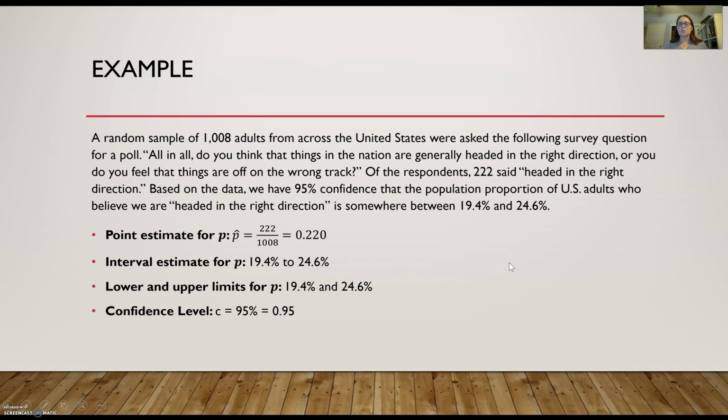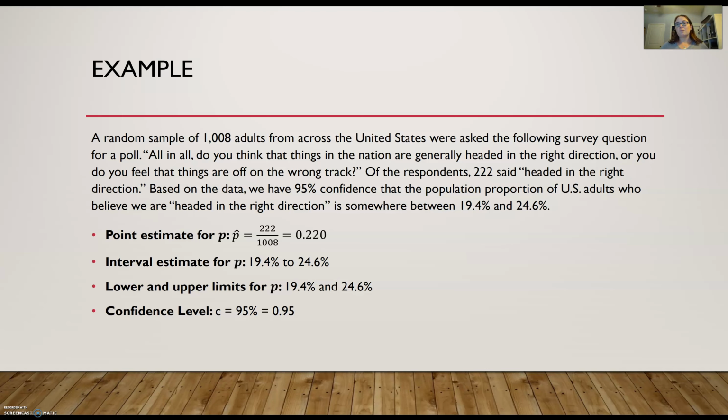So here's just an example. We're going to pull apart all the components of it. A random sample of 1,008 adults from across the United States were asked the following survey question for a poll: "All in all, do you think that things in the nation are generally headed in the right direction, or do you feel that things are off on the wrong track?" And of those respondents, 222 of them said headed in the right direction.